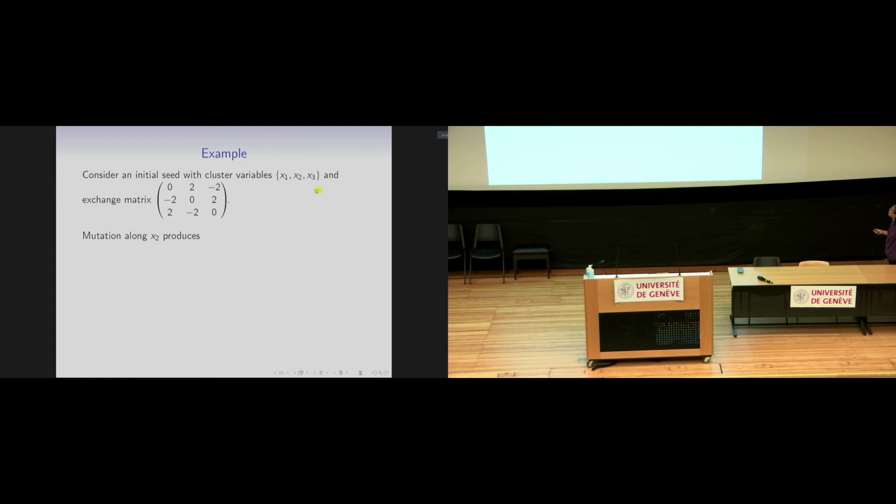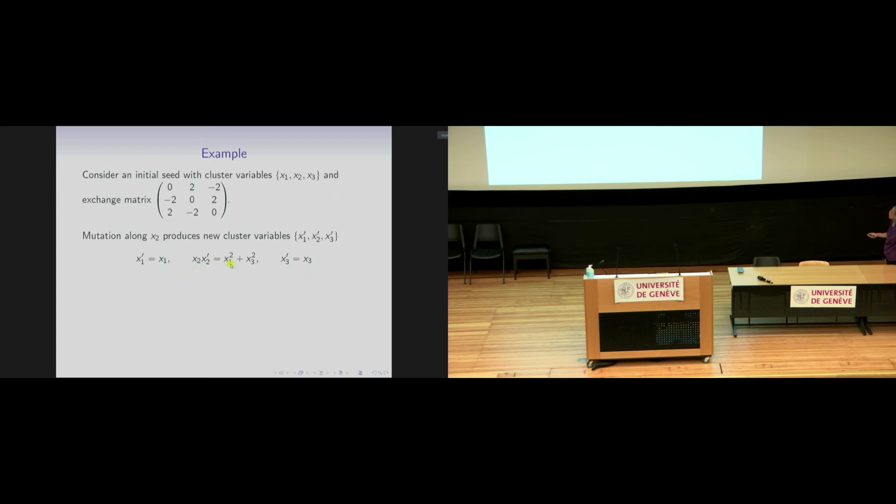Suppose I pick an initial seed x1, x2, x3, and I have some initial skew-symmetric matrix that's going to be my exchange matrix. This exchange matrix will tell me how to mutate. Suppose I mutate along x2. Everyone else but x2 stays the same, so x1 and x1 prime are the same, x3 and x3 prime are the same.